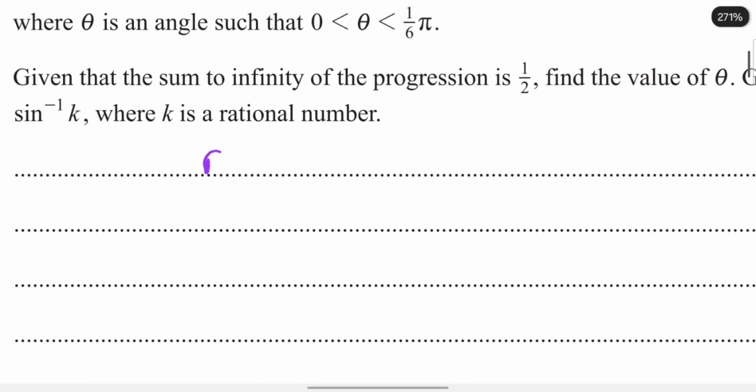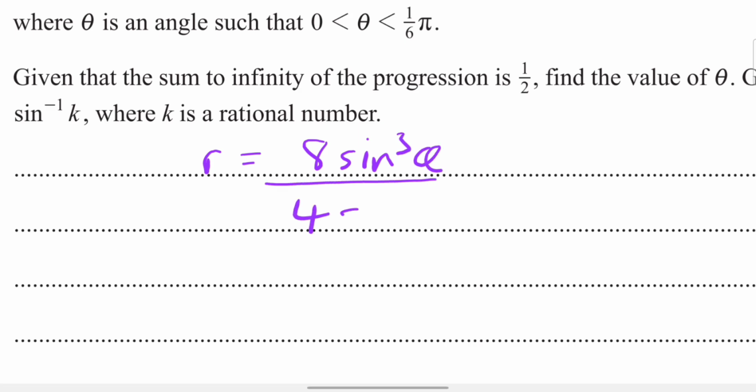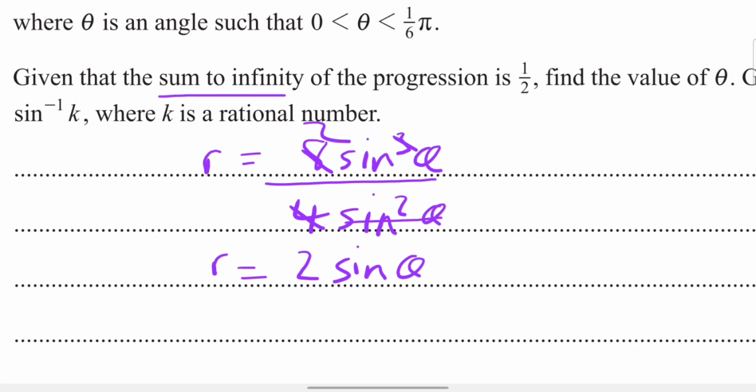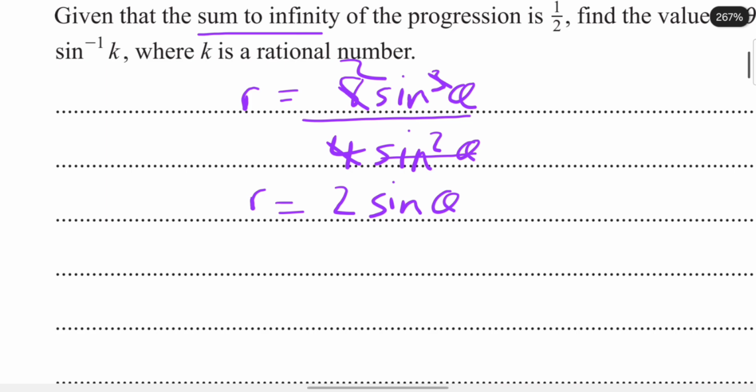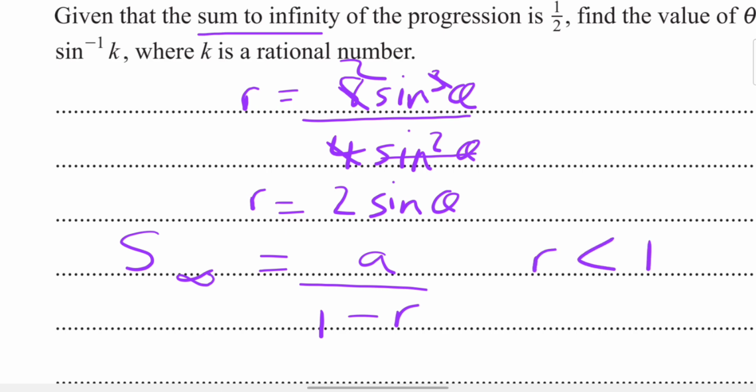So then we write r is equals to 8 sine cube theta over 4 sine squared theta, right? And our r will be 2 sine theta, right? 2 sine theta, that's our r. And we're told that the sum to infinity is half, and we know the formula for sum to infinity is a over 1 minus r, where r is less than 1, right?